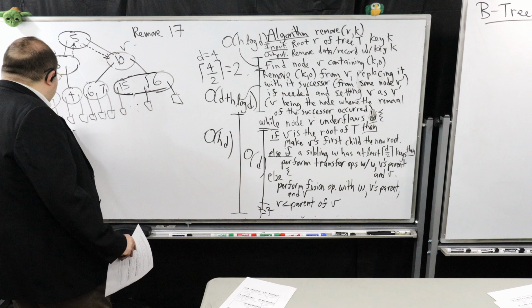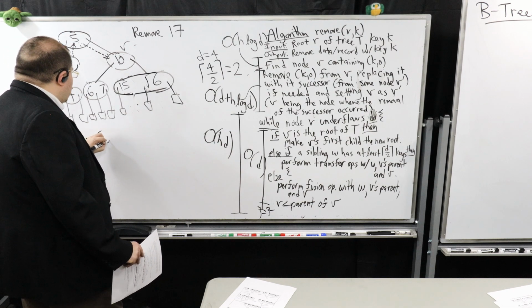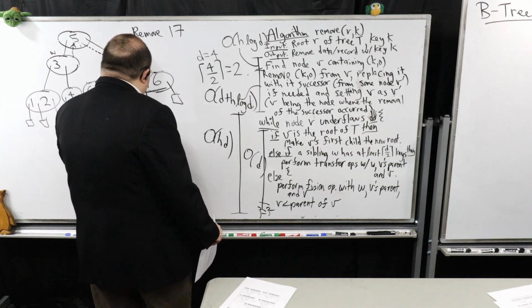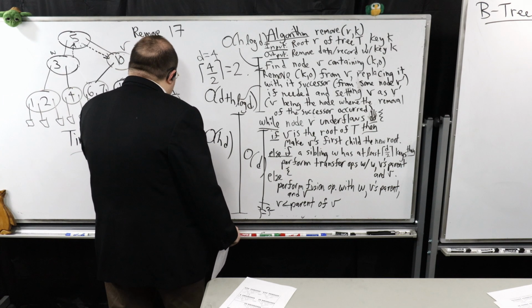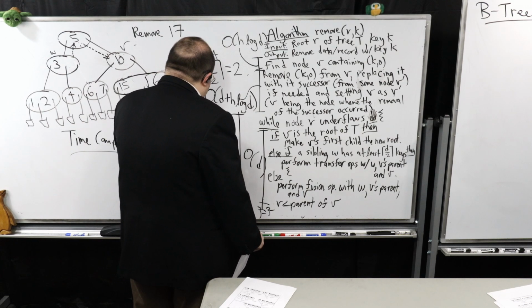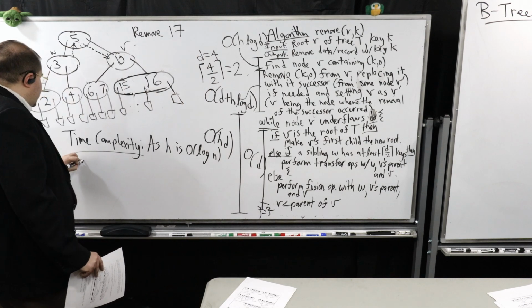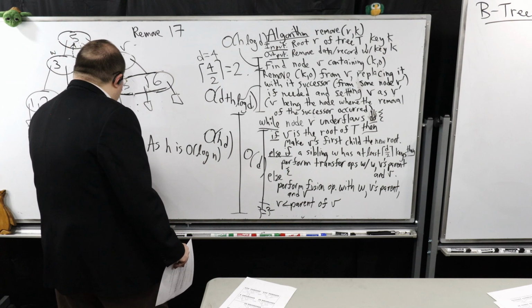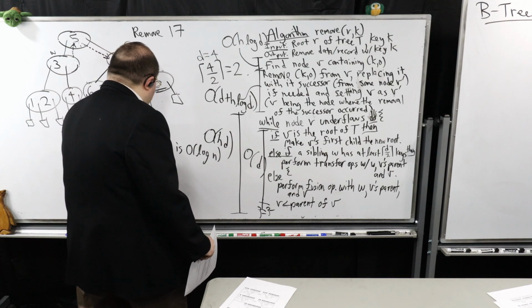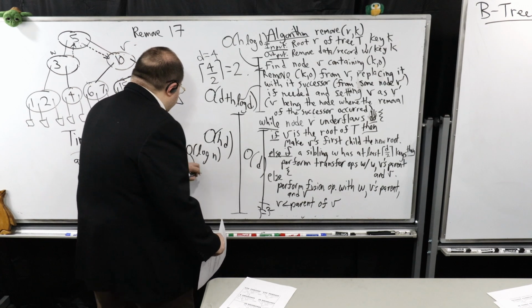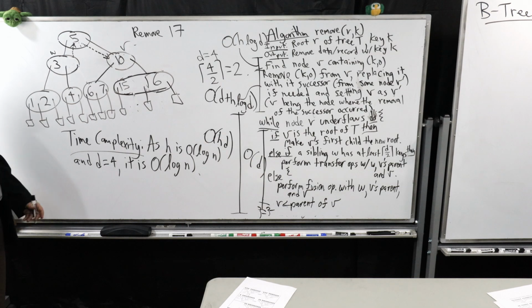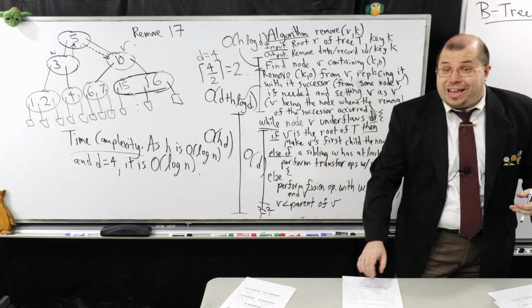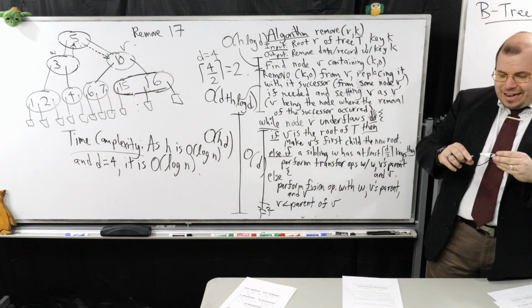So we know that the time complexity for the removal, because H is big O of log N, and D is equal to 4, is big O of log N. So that means that for insertions and removals, we can all do these in log n time, just like with our AVL tree. Isn't that fascinating?